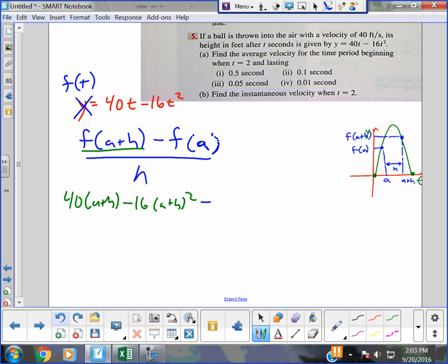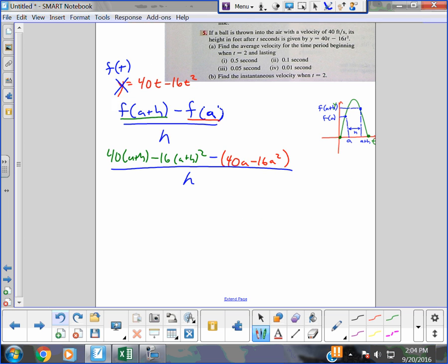minus, and I'm going to do this one in red. I just plug in a. You guys agree it's 40a minus 16a squared, all over h. All right, I got some work. Got to do a little work. You got a little binomial, a little plug and chug.